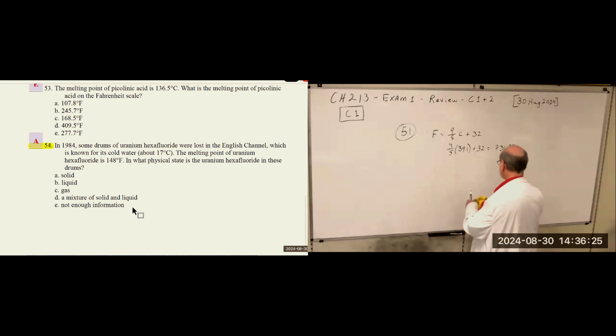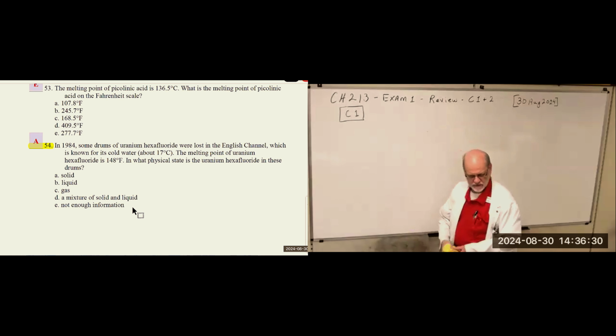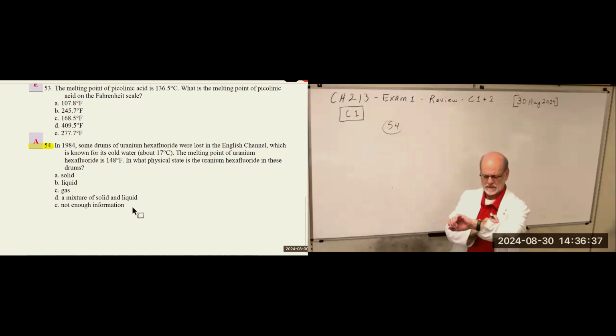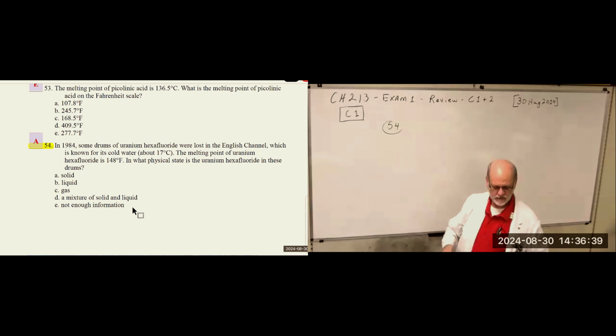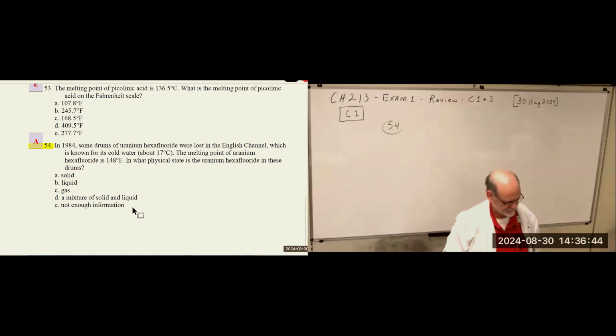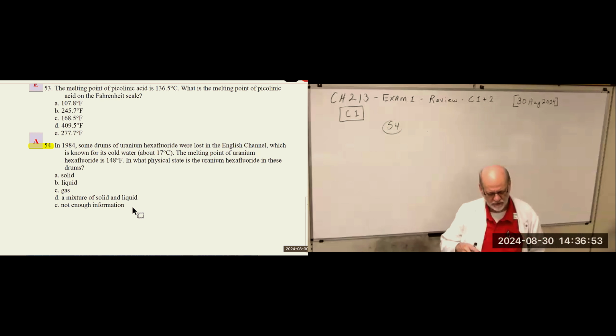$54. We're still in chapter 1. How are we doing on time? We've only used an hour. That's good. In 1984, again, who cares? Some drums of uranium hexafluoride were lost in the English Channel, which is known for its cold water, about 17 degrees Celsius. Yeah, it's cold.